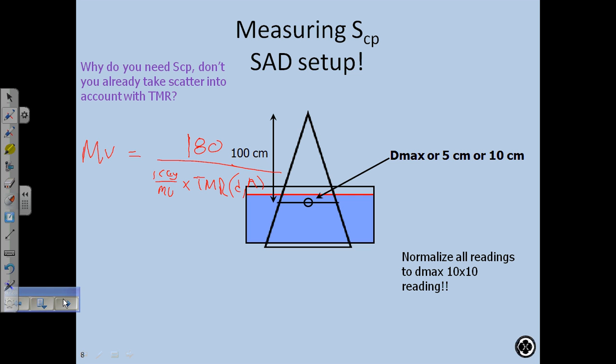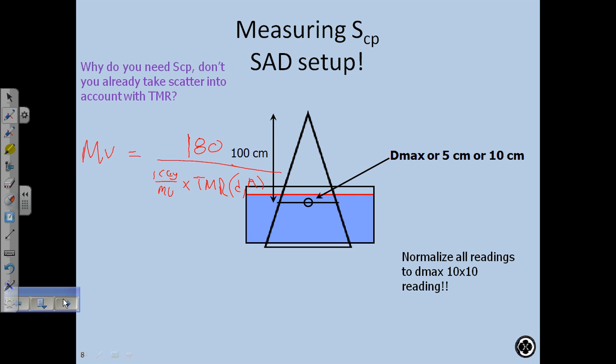Because with this TMR, as the field size gets bigger, TMR is going to get bigger because there's more scatter. As the depth gets deeper, TMR is going to get lower because it gets attenuated more. So shouldn't that take care of all the effects that are going on? But not really, because remember TMR is 1.0 for all field sizes at Dmax. We know the dose rate is going to change as you change field size because there's more scatter. So the 1.0 is not enough.